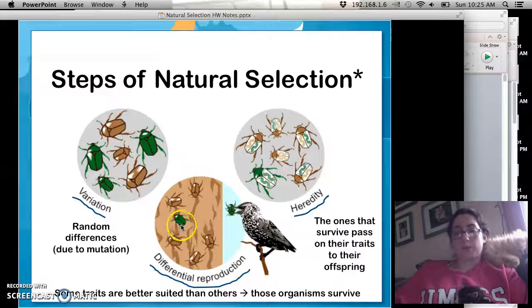Now, it's possible that one of the green ones survived, maybe it was hiding, and it bred with the brown, and now as they're having kids, notice that the population is turning more brown because the brown ones are the ones that are passing on their genes because they're the ones that are still alive.